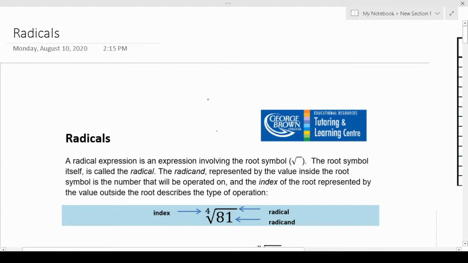In today's video, we're going to take a look at radicals, which is a topic that frequently appears on both the arithmetic reasoning as well as the mathematics knowledge subtest of the Armed Services Vocational Aptitude Battery.